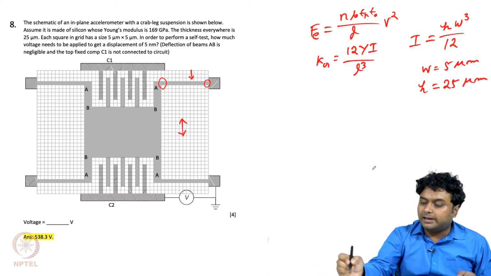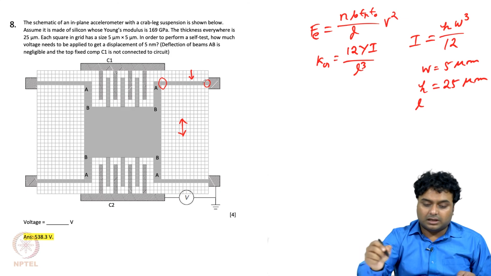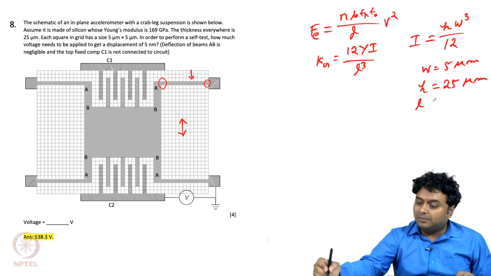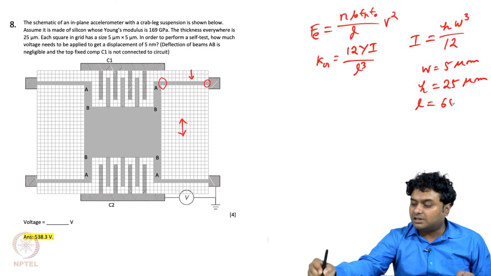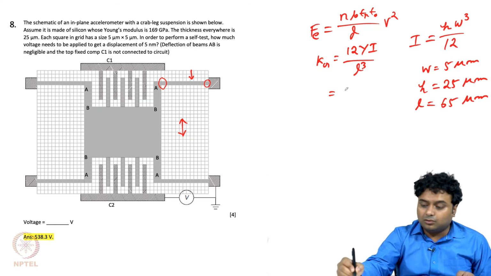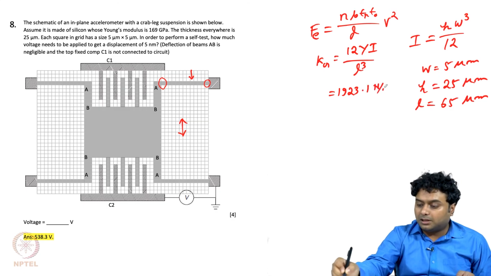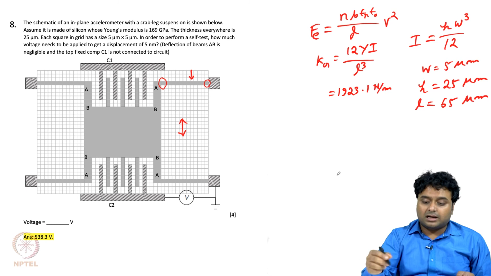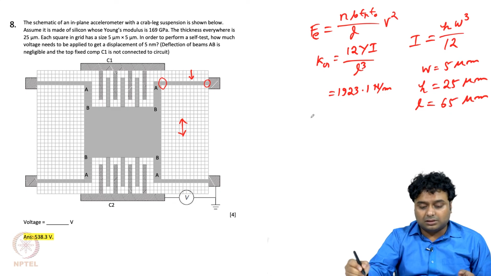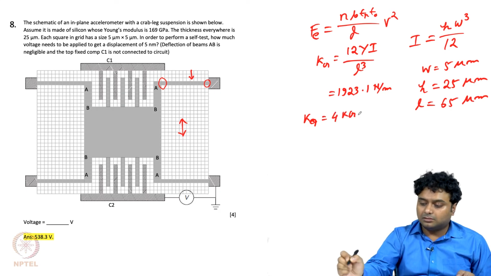And if we put all these values, and L we already know, since there are 13 squares, L becomes 13 into 5, that is 65 micrometer, then you will get K equals 1923.1 Newton per meter. Now there are 4 beams, right, and all the beams are in parallel because it is the same deflection for all the beams. So K equivalent is equal to 4 into Kg.